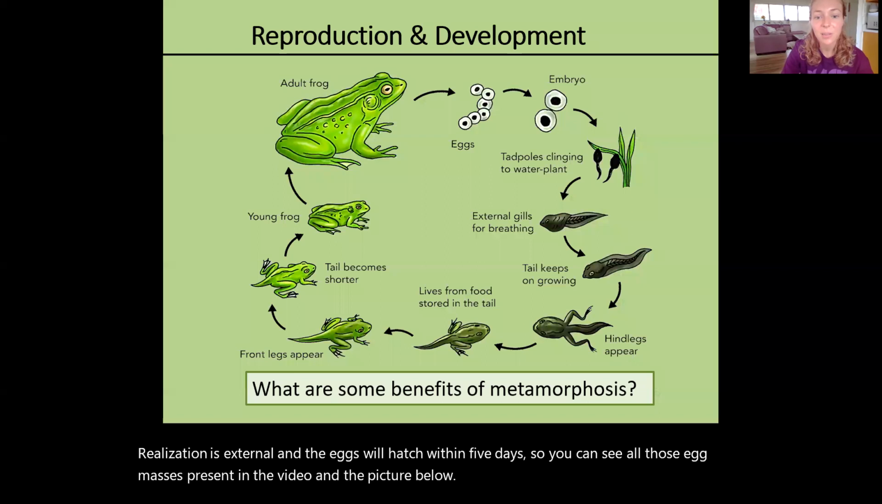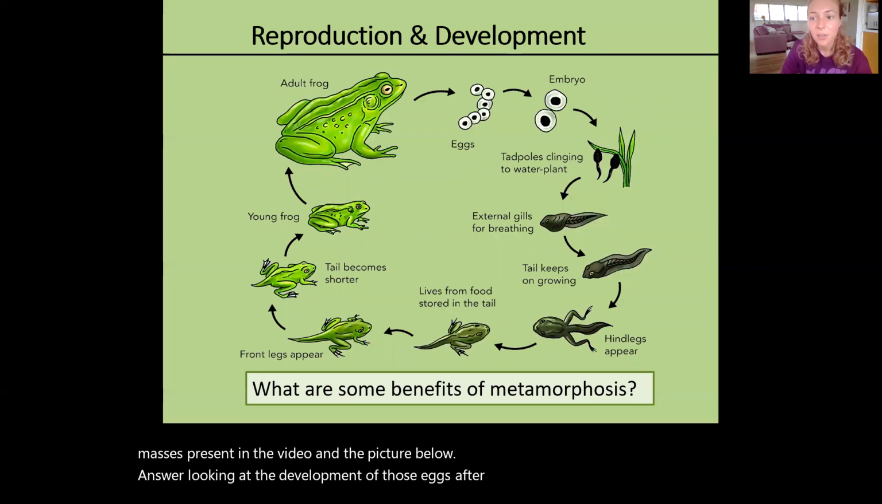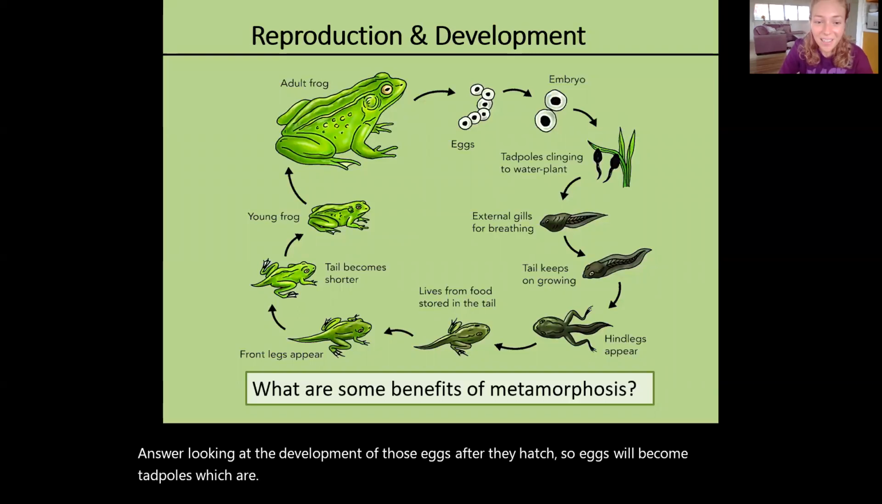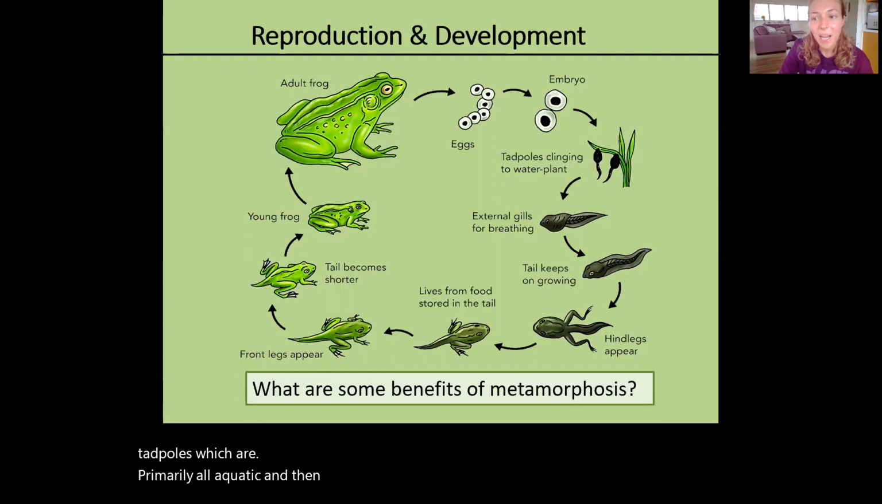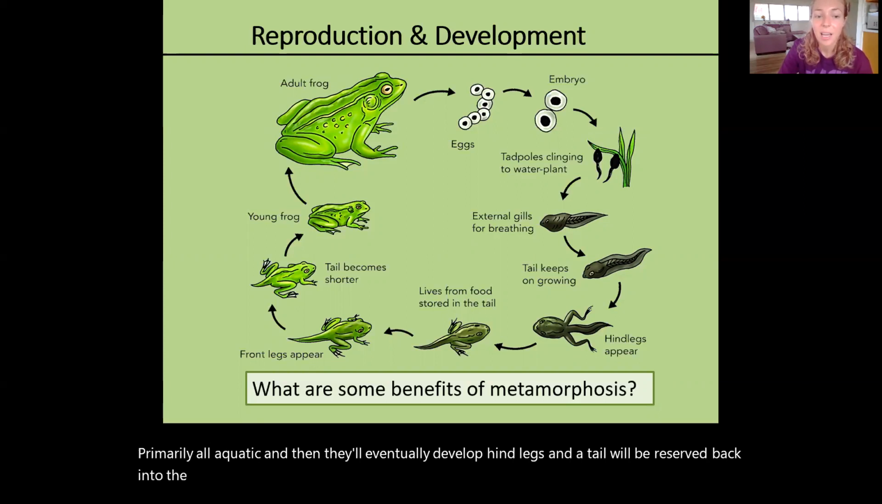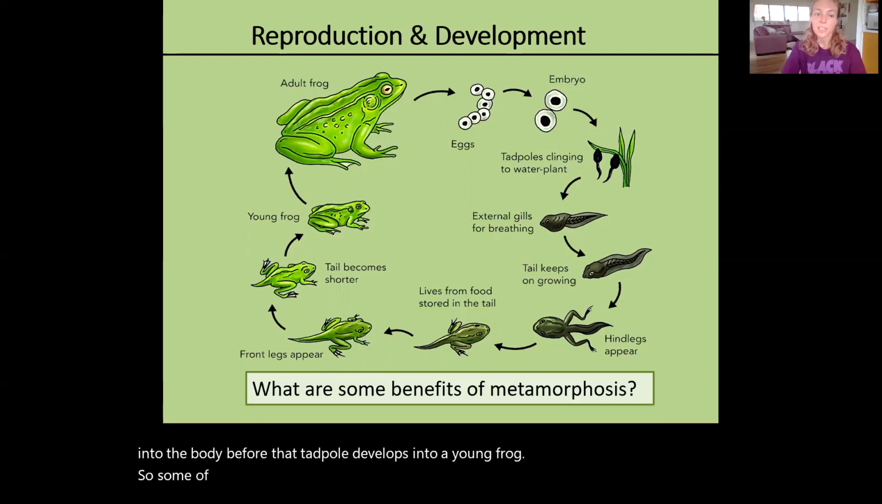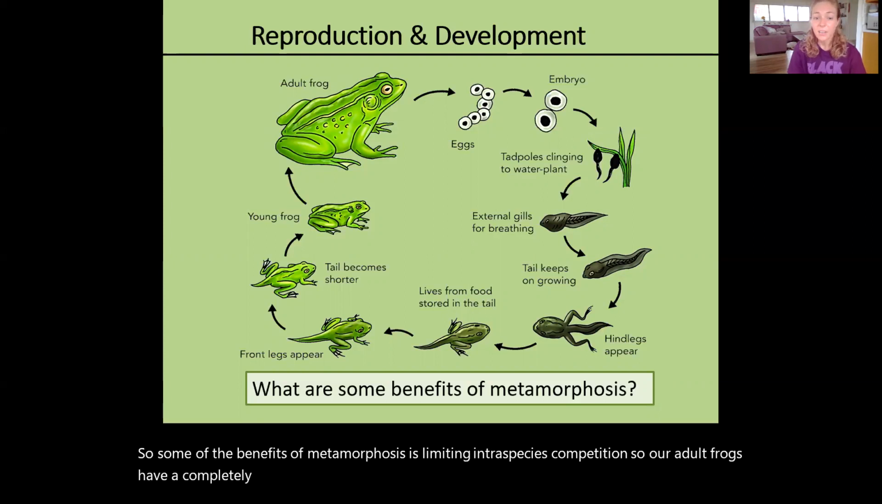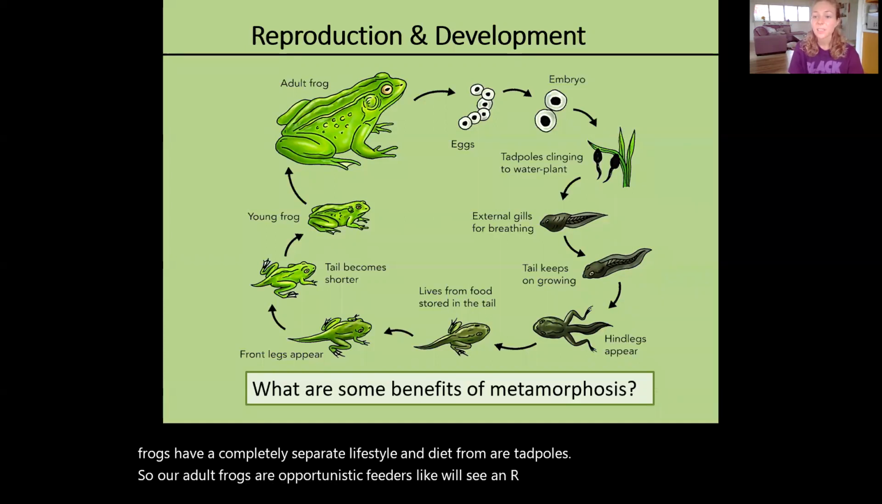So you can see all those egg masses present in the video and the picture below. And so looking at the development of those eggs after they hatch. So eggs will become tadpoles, which are primarily all aquatic, and then they'll eventually develop hind legs, and the tail will be resorbed back into the body before that tadpole develops into a young frog. So some of the benefits of metamorphosis is limiting interspecies competition. So our adult frogs have a completely separate lifestyle and diet from our tadpoles.